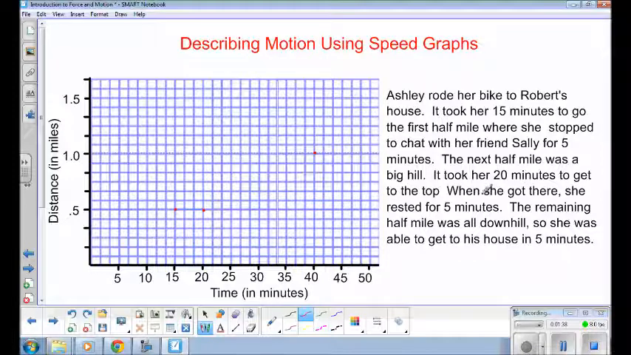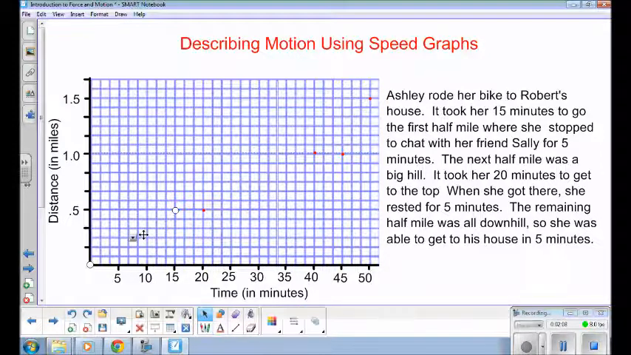The next plot that I want to point is right here. When she got there, she rested for 5 minutes. So here we are at 45 minutes. She didn't go any further, so we're going to put a point right here at 1 mile. And then for the remaining half a mile, it was all downhill, and she got there in 5 minutes. So 45 plus 5 more minutes gives us 50 total elapsed minutes, and her total travel distance is 1.5 miles.